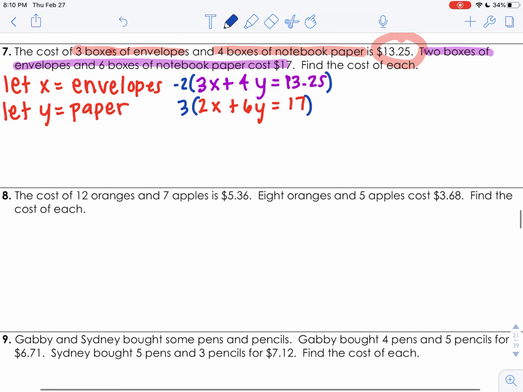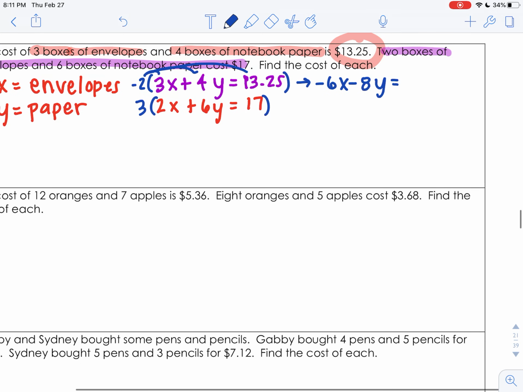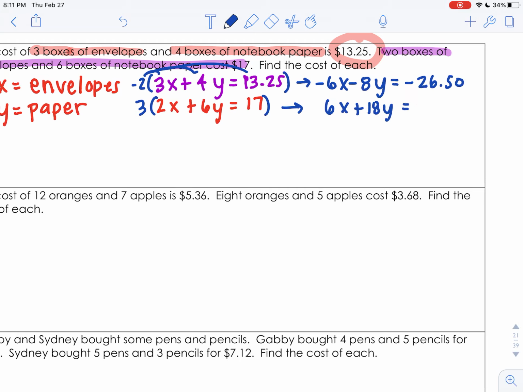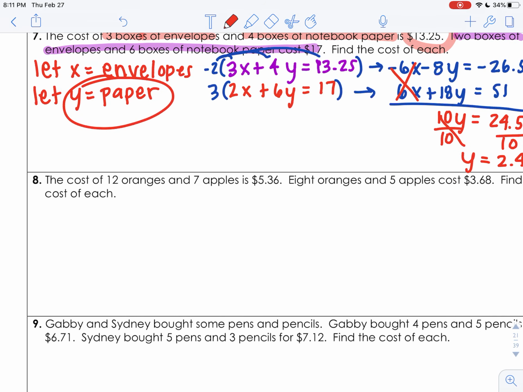So let's do this. Let's distribute here. So this is going to be -6x minus 8y equals -26.50. And then this one's going to be 6x plus 18y equals, what's 51. Okay, now these two are opposite, so we're going to cancel those two. So cancel them out, and then this is going to be 10y equals, and then 51 minus 26.50, I'm doing it on my calculator right now, 24.50. And then if we divide that by 10, we're going to get 245. We just move the decimal over one time, so $2.45. That means that paper is $2.45.